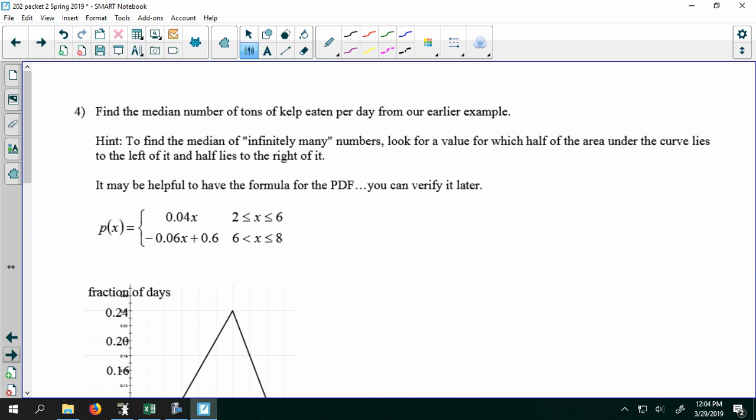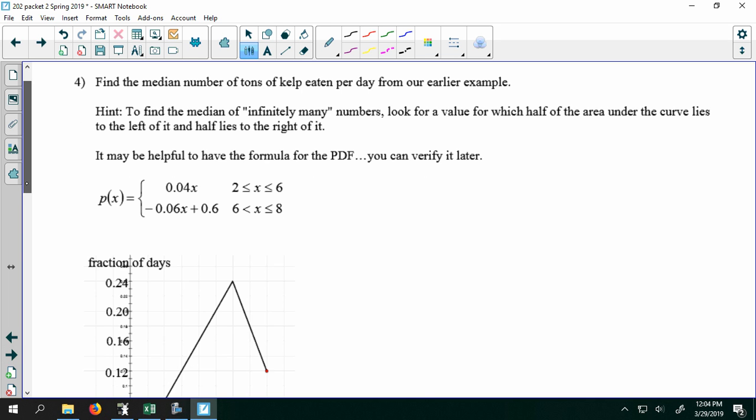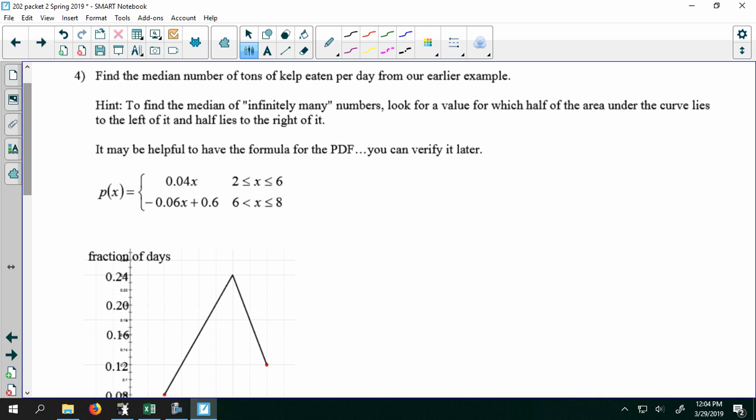I want to find the median number of tons of kelp eaten per day for the whale. Okay, what is his median number of tons of kelp eaten each day? So that means I'm trying to find the median of infinitely many numbers. So we are looking for a value for which half of the area under the curve lies to the left and half lies to the right.